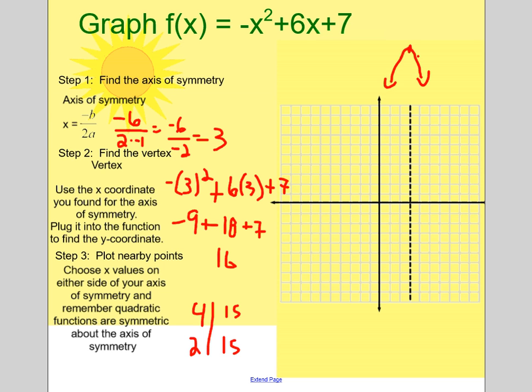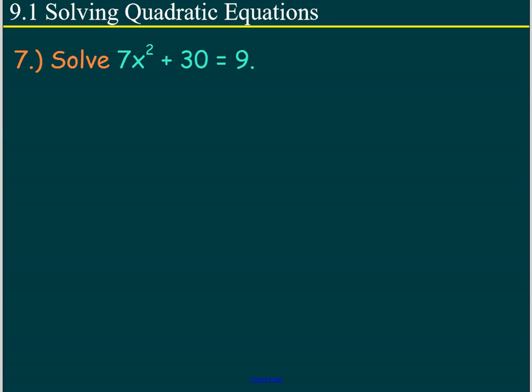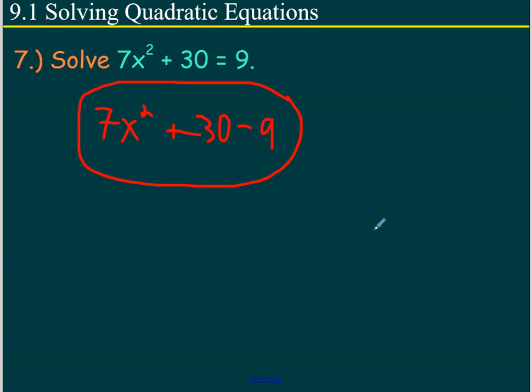All right. If you want to try one on your own, I would totally suggest doing that. So if we were to write this in the correct form, it would be 7x squared plus 30 minus 9. So if you want to try one on your own, I would try and graph this right here.